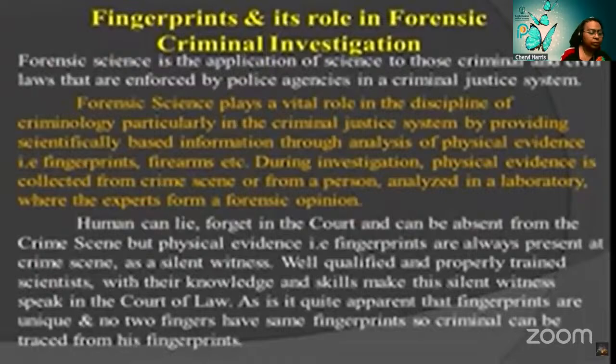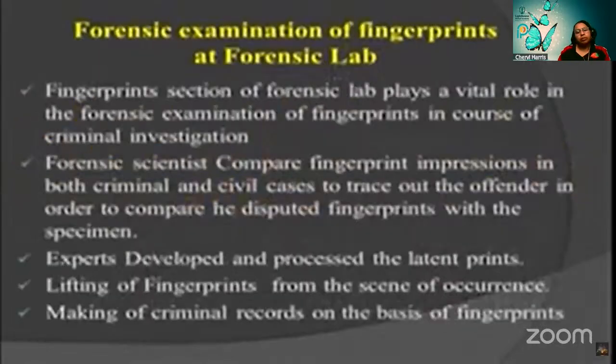Now let's know about the forensic examination of fingerprints at the forensic lab, that is, how the forensic expert or the law enforcement practitioner collects the fingerprints from the scene of the occurrence or from other sources at the crime scene, and then transports them to the forensic lab. Then the police collect the specimen of the fingerprints from the suspect, and then they examine the disputed fingerprints against the specimen of the suspect in order to bring a conclusion before a court of law in order to restore justice.